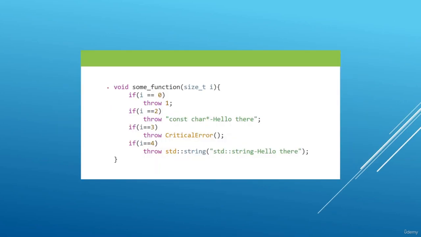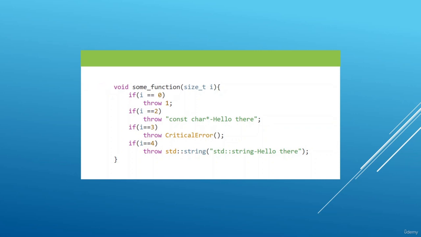Here we have a simple function which is going to throw all kinds of exceptions. If i is 0, we are going to throw an integer. We can throw a const char pointer. We can throw a critical error, this is our own class object. And we can throw an std::string.